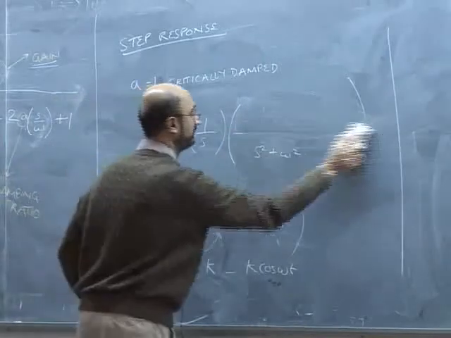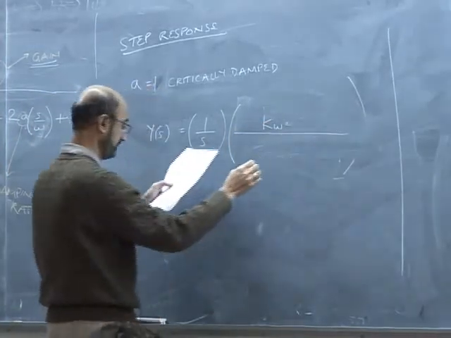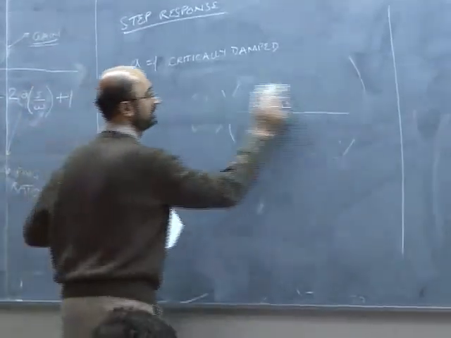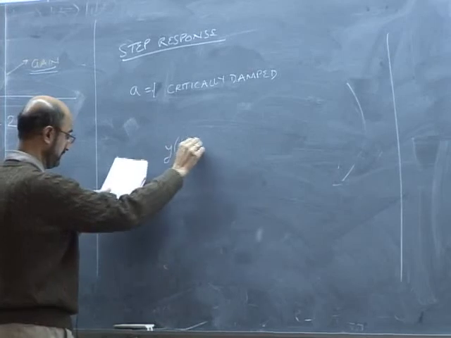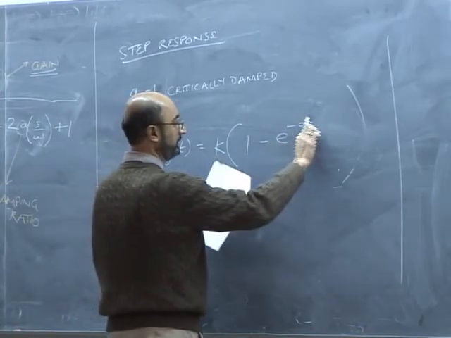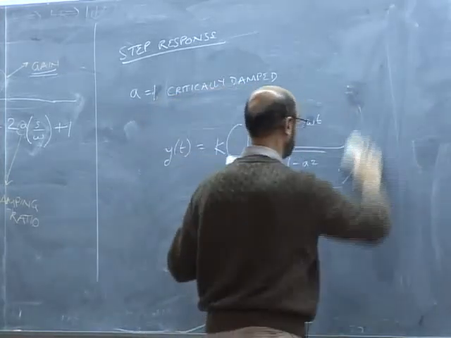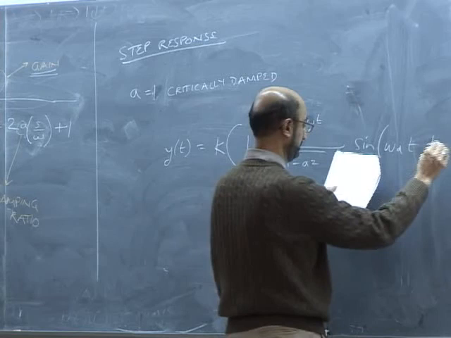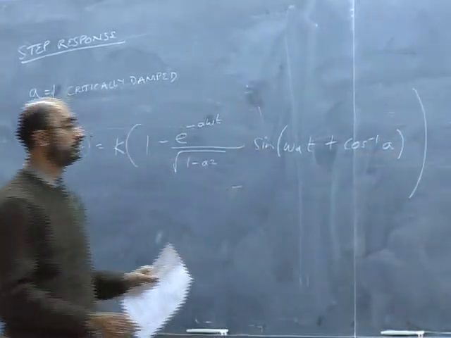Again, let's look at the equation over here. It's 1 over S times K omega squared over... Actually, I shouldn't have erased the previous one, so let me write down y(t) and then we'll set A equals 1. So y(t) equals K times 1 minus e to the minus A omega t over the square root of 1 minus A squared, times sine of omega_d t plus cos inverse of A. Okay, so we're setting A to 1.